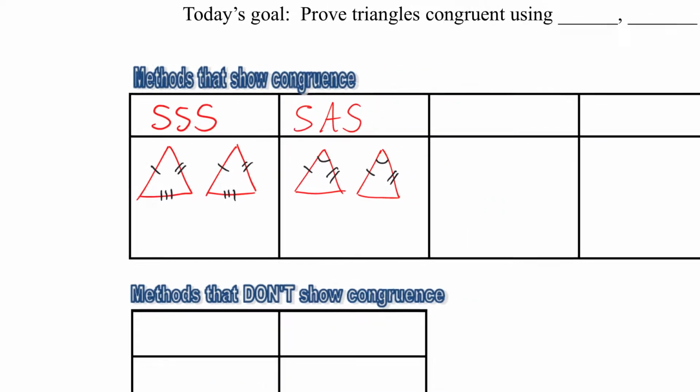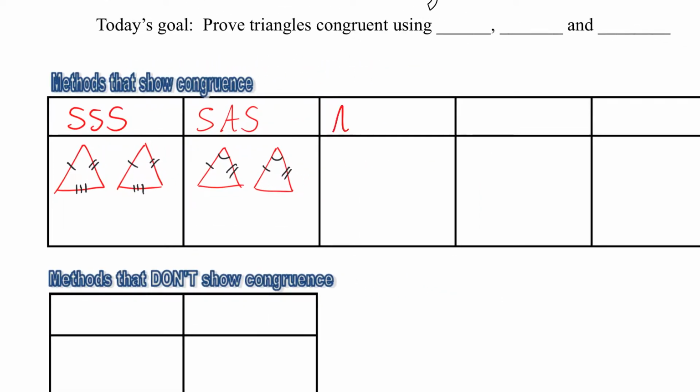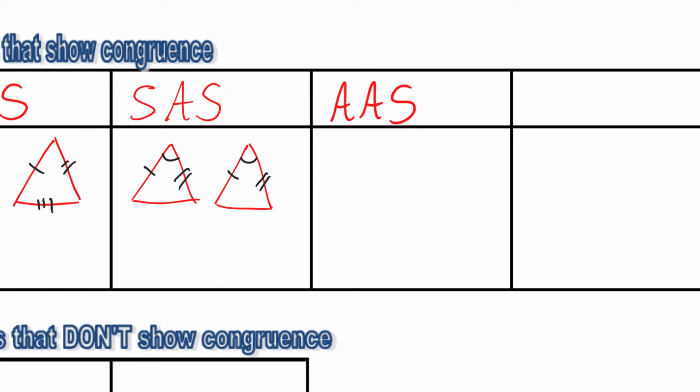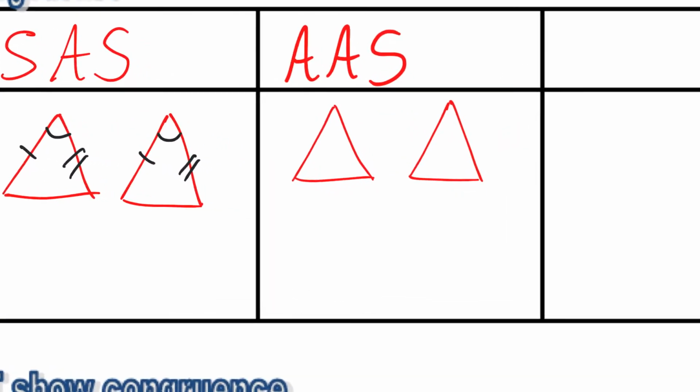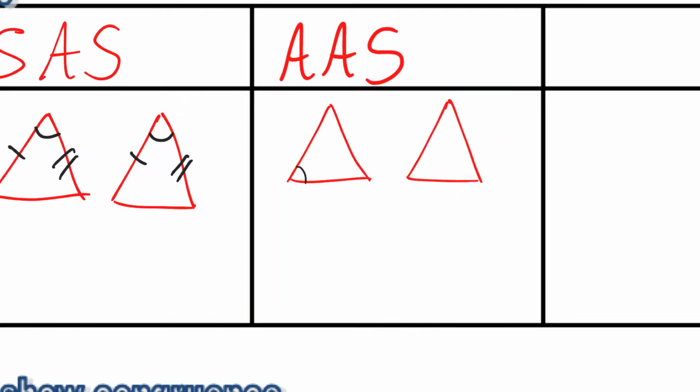Okay, so the other ways we're going to talk about today is angle, angle, side. AAS. All right, so let's draw two triangles here. It would be like this. If this angle is congruent to this angle, congruent to this angle, and then this side congruent to this side. That is angle, angle, side. And it has to follow that, the A, then the A, then the S.